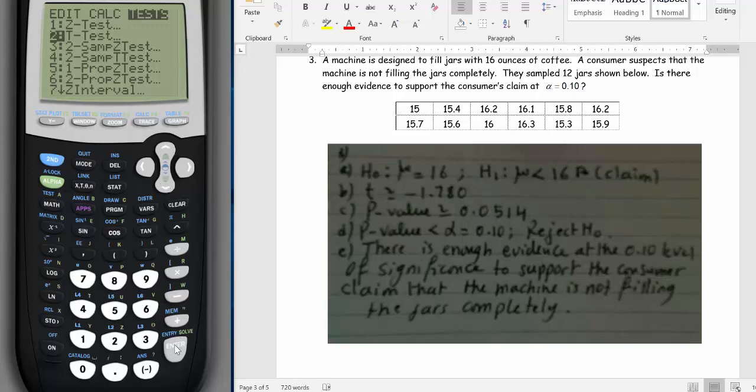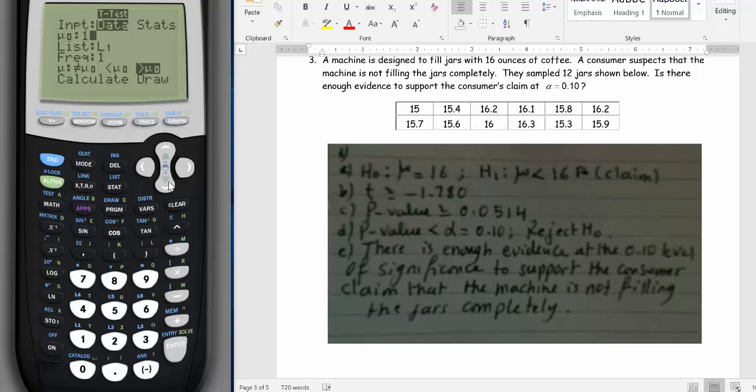So enter. Okay, input. Is it data or summary? I don't have a summary. He gave me the actual data. So I select the first one. It's been selected already. Mu0, we put 16. Okay, is your list in L1? I'll leave it in L1 here. Frequency, do not change this one. It's always at 1. Now, the last one is the alternative hypothesis. What's the alternative hypothesis here? Is less than. So I'm going to go to the middle one, enter. Okay. And then I'm going to hit calculate. You can do a draw or calculate. It doesn't matter.